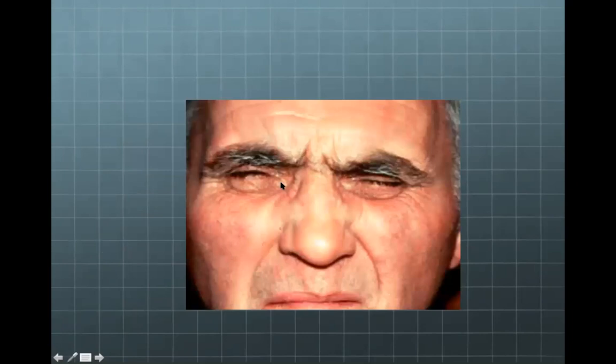So this is benign essential blepharospasm. What we see here in the center, both eyelids going inside and downward because of the corrugator and procerus contracture, is called the Charcot sign. It's important to differentiate it from bilateral hemifacial spasm.